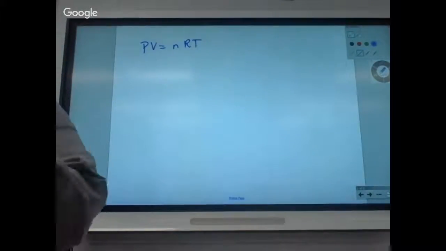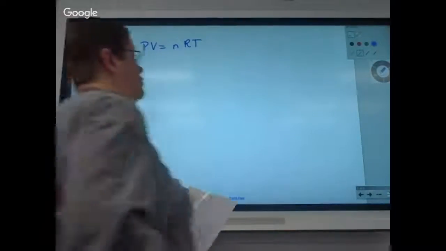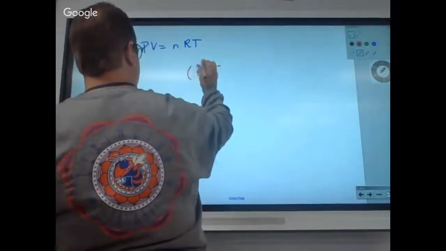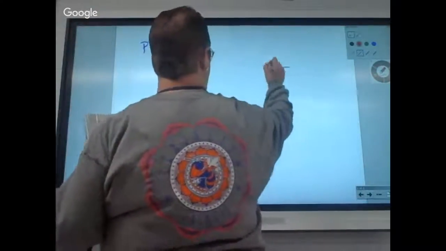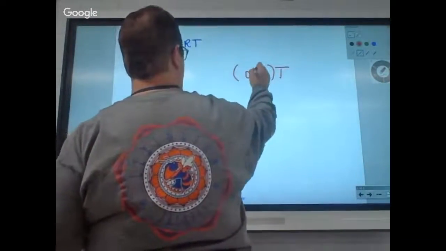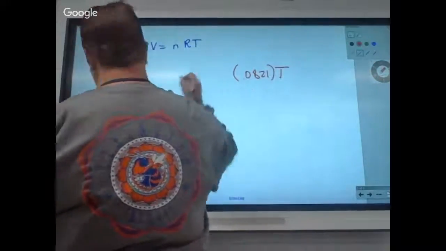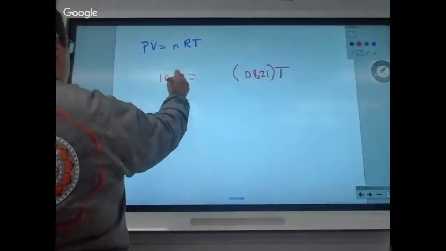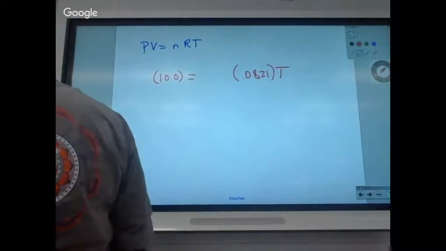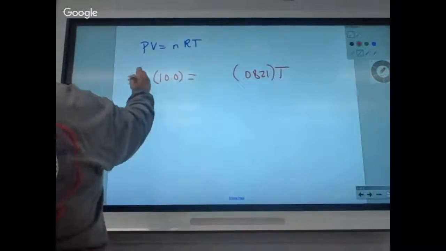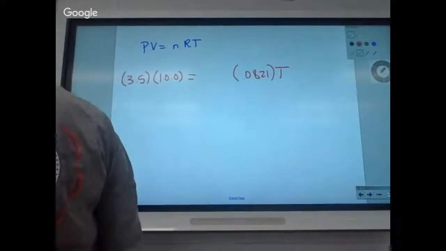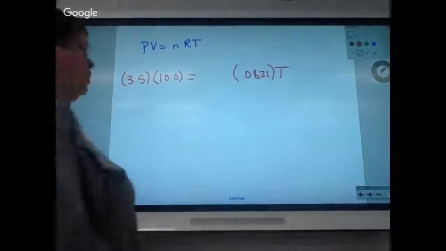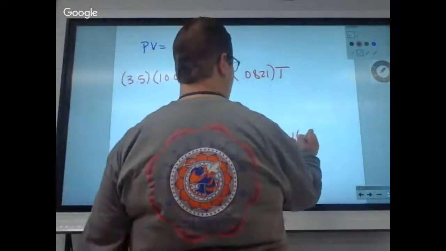All right, so when you look at question 10, it says, what is the temperature? So we're solving for T. R is 0.0821. We have 10 liters, so that's going to be our volume. Our pressure is 3.5 atmospheres. And we have grams. Can I put grams in for moles? No. So I'm going to change 5.16 grams.